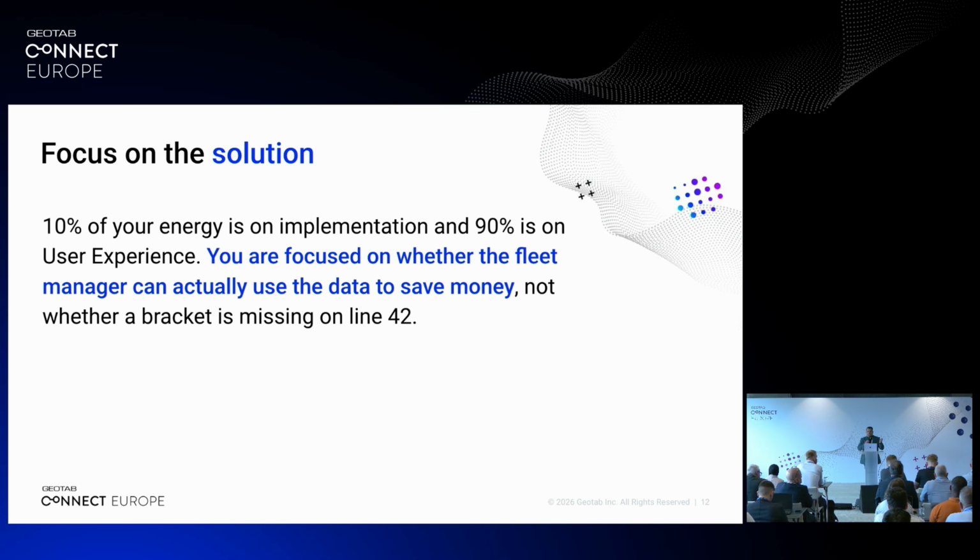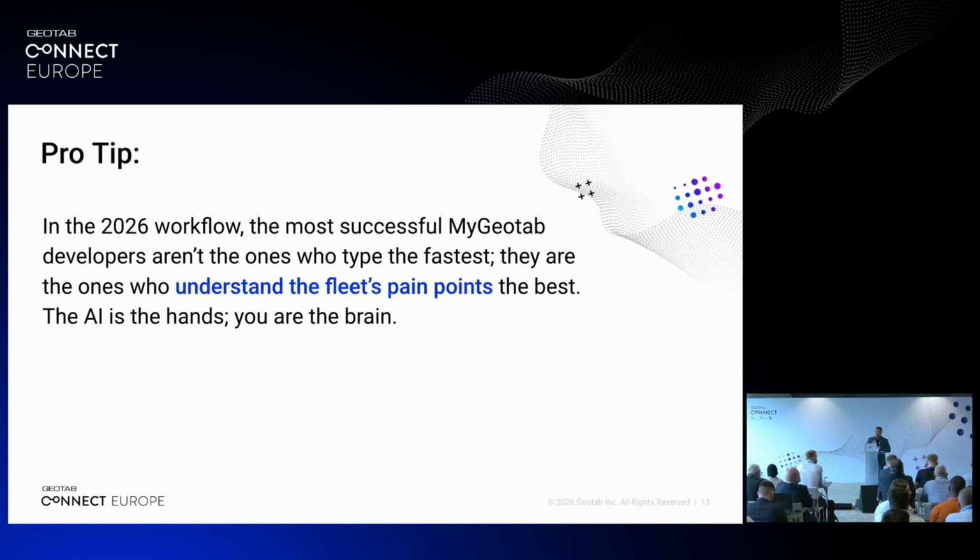This is game changing because now 10% of your energy is focused on implementation and 90% of your energy is focused on user experience, solving the problems. So you don't need to worry about a bracket missing on line 42, you just need to worry about the solution. Who are going to win in 2026 are the people who understand the fleet's pain points. Now, if you know how to code, if you know your problems, you potentially have the outcome in your mind, and you know how to solve these problems. And the AI is there to close that gap for you.